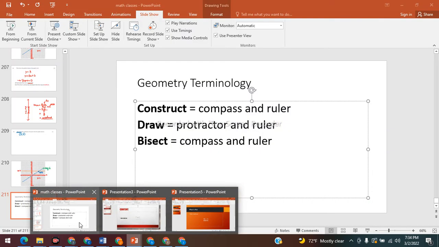So we got our geometry terminology, right? Construct means the compass and the ruler. Draw means protractor and ruler. If they say bisect, you bisect using a compass and a ruler. So that's a given.